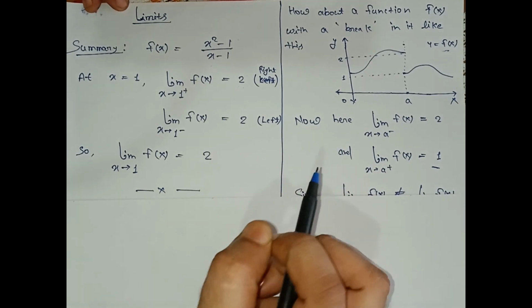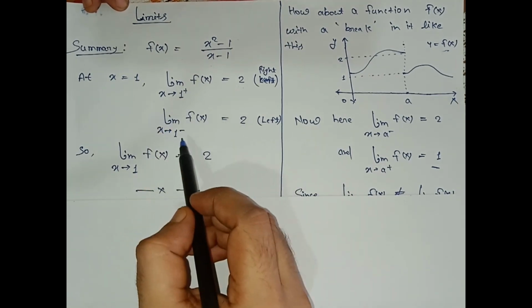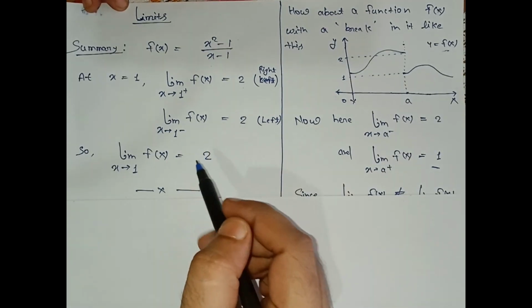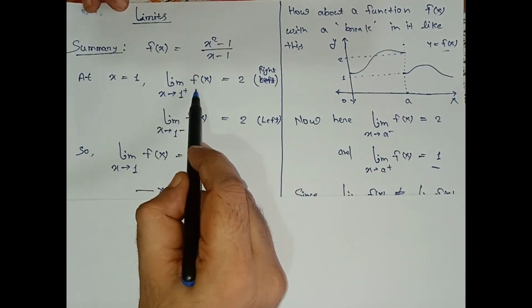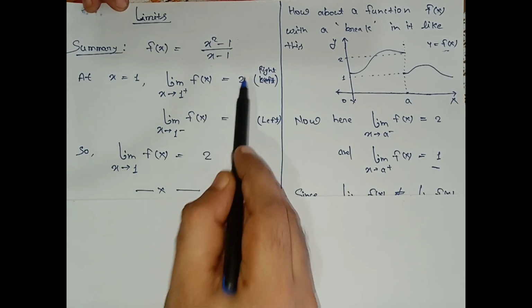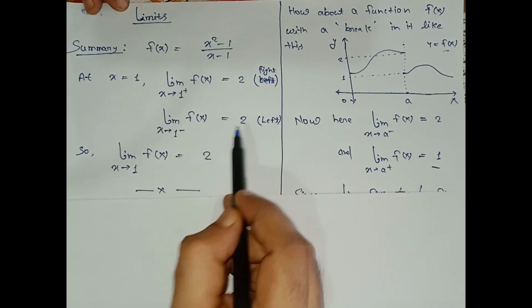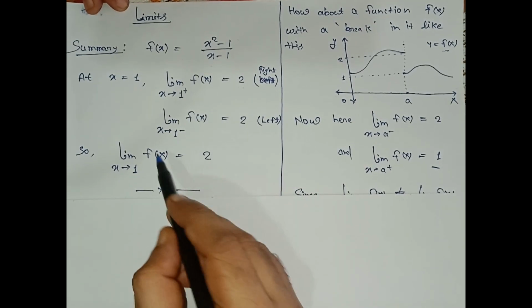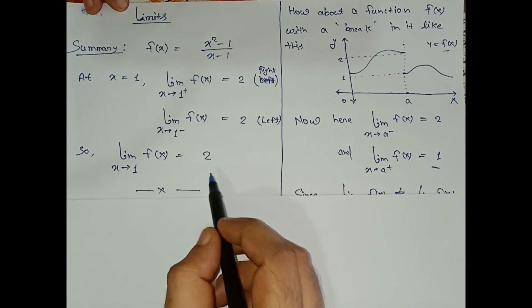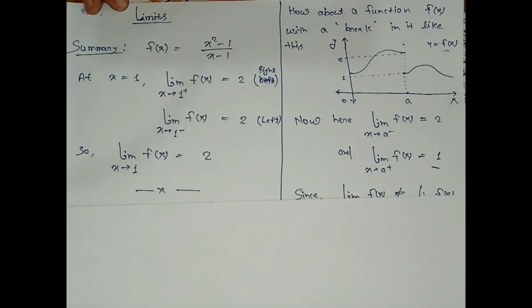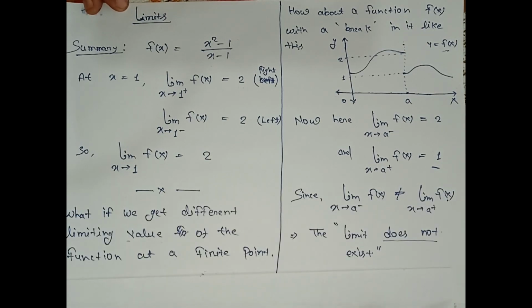So we have used approaching from the left hand side and from the right hand side. When we approached from the right hand side, we got 2. When we approached from the left hand side, we got 2. So at x equal to 1, the limiting value of the function is 2. So we can say that at x equal to 1, the limiting value of the function exists. Okay, now let's start our discussion.